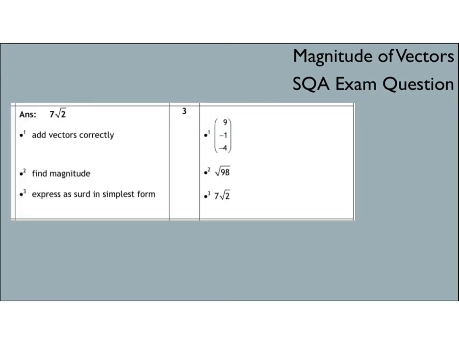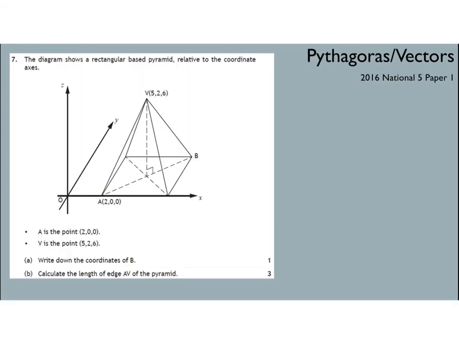Okay, here we go. So working out u plus v gives you your first mark. Then starting to work out the magnitude of u plus v and getting your square root of 98 gives you your second mark, and then simplifying gives you your third mark there for that one. Okay, so that's official mark scheme, so it's out of 3 marks.